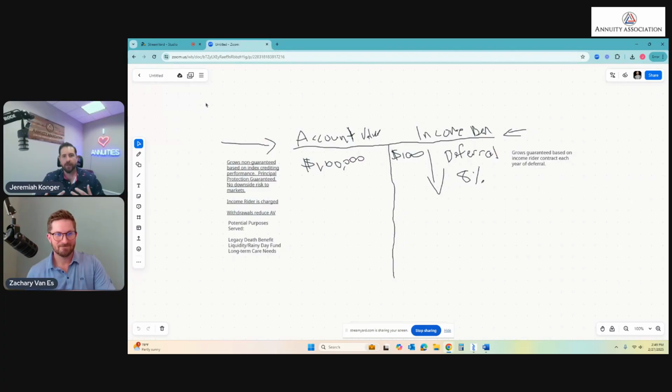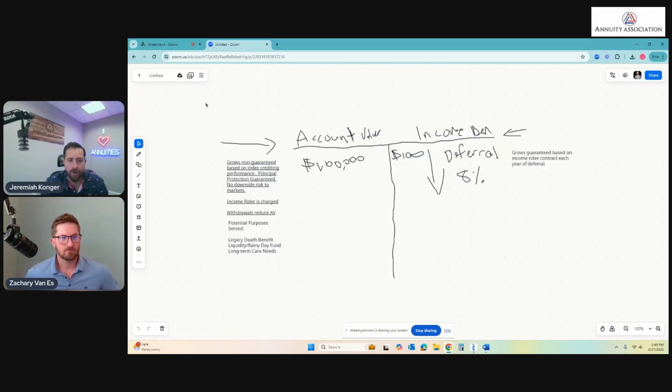But when you think of an income rider being added to this annuity contract, you're essentially creating two different values within the policy that are tracked and regarded as independent from one another in most cases. On the left-hand side of this T-chart, you have what's called the account value. And the account value is essentially your initial premium investment plus any interest earned on a non-guaranteed basis. Okay, on a non-guaranteed basis.